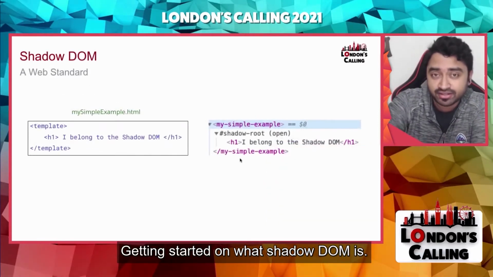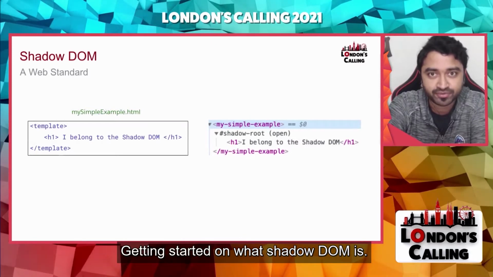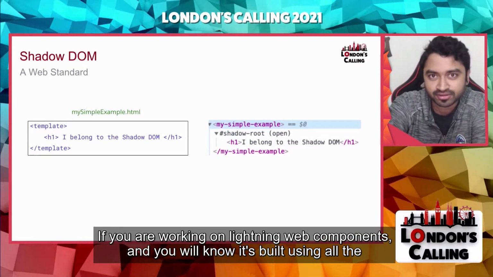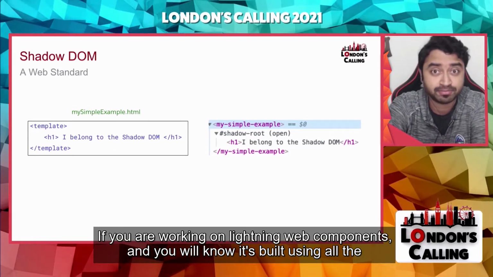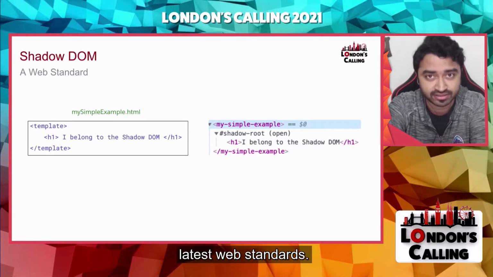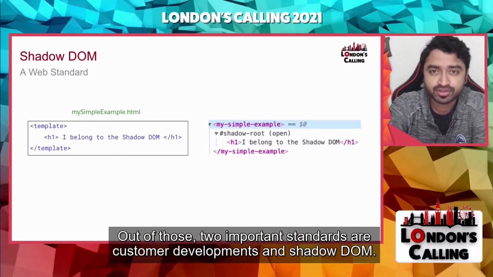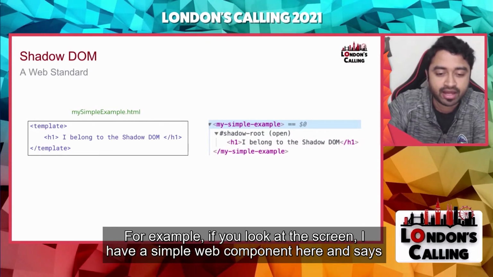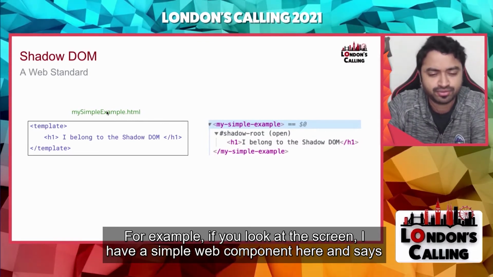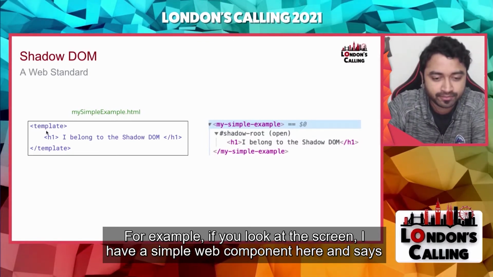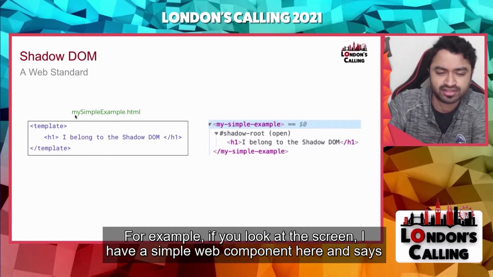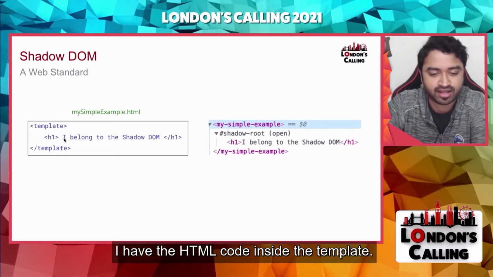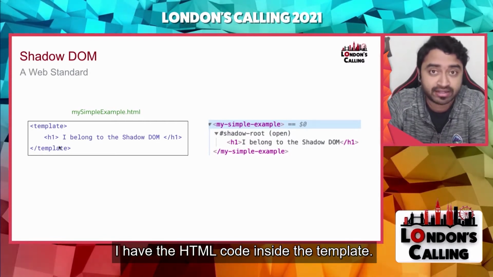So, getting started with what Shadow DOM is. I'm sure if you're working on Lightning Web Components, you would have already heard that Lightning Web Components is built using all the latest web standards. And out of those, two important standards are custom elements and Shadow DOM. For example, if you look at the screen, I have a simple web component here that says my simple example. And this is the HTML file for that. I have my HTML code inside the template tag.